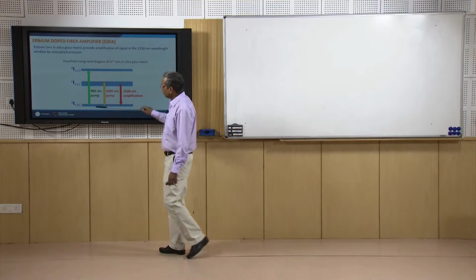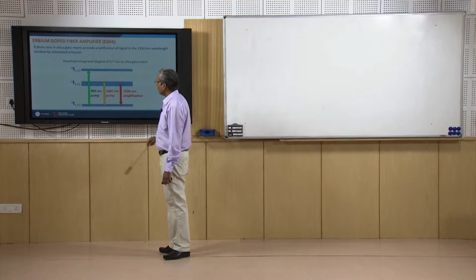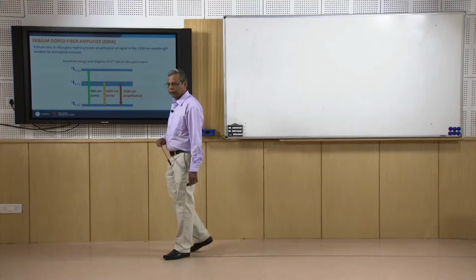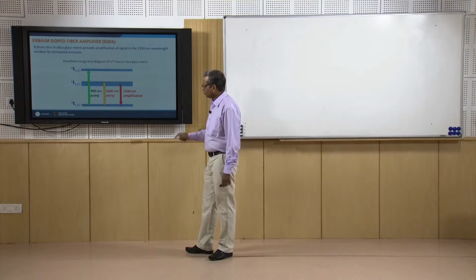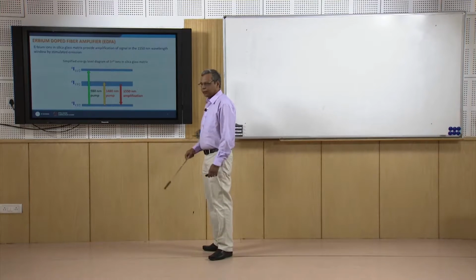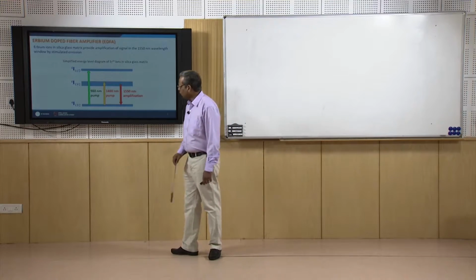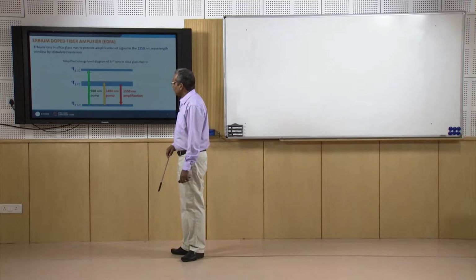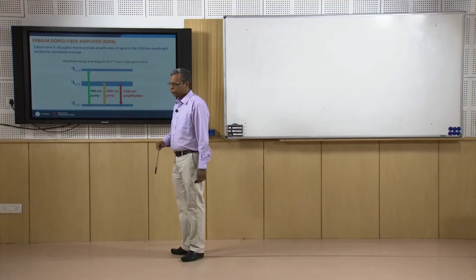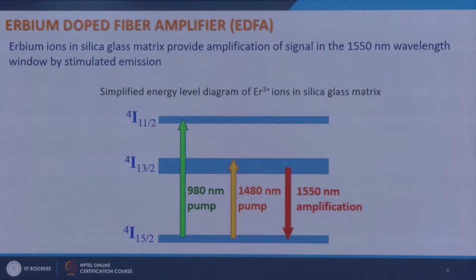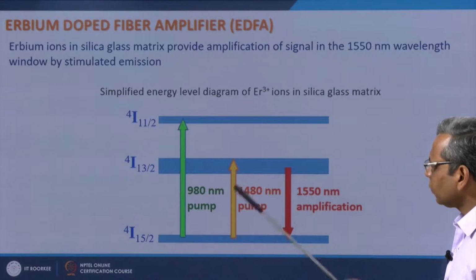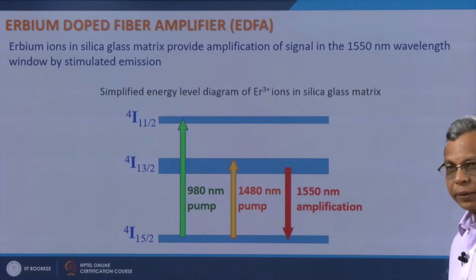So, in this way you create population inversion. Now, if a large number of atoms are available in this state, then they can decay back to this lower state and give you amplification. How? Because this is a metastable state. So, you will have a spontaneous emission which will have a small fraction, and then you have stimulated emission. This stimulated emission will give rise to amplification of the signal at 1550 nanometer wavelength. You can also populate this level by using a 1480 nanometer pump.